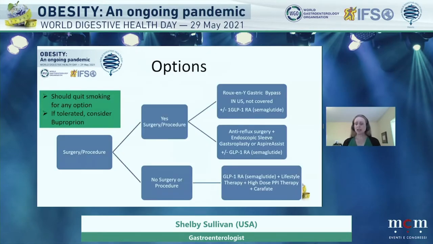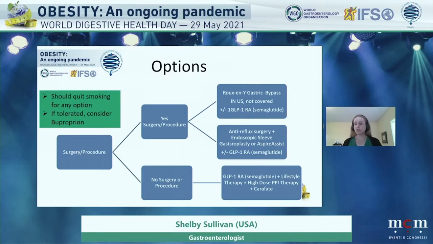So then when we really think about the options for this patient and how I would think about this patient in my clinical practice, first and foremost, regardless of what therapy you were doing, you would want to have this patient quit smoking. And one of the things you can add to help with the patient smoking cessation is bupropion, which does have an indication specifically for smoking cessation and can also help with weight loss as well.